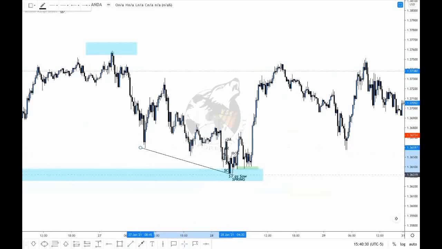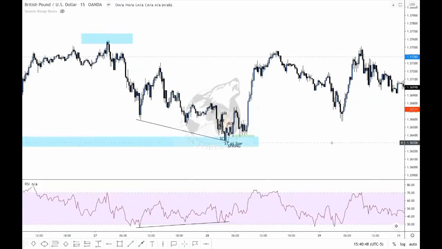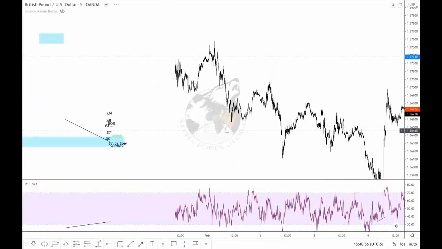right? So what I did was check if it was valid. You check by looking at your RSI, and you notice price is going down and the RSI is going up. So this means that it could be a possible reversal right here. Now within this last leg right here, I go on a lower time frame. Let's say the 5-minute time frame, right?